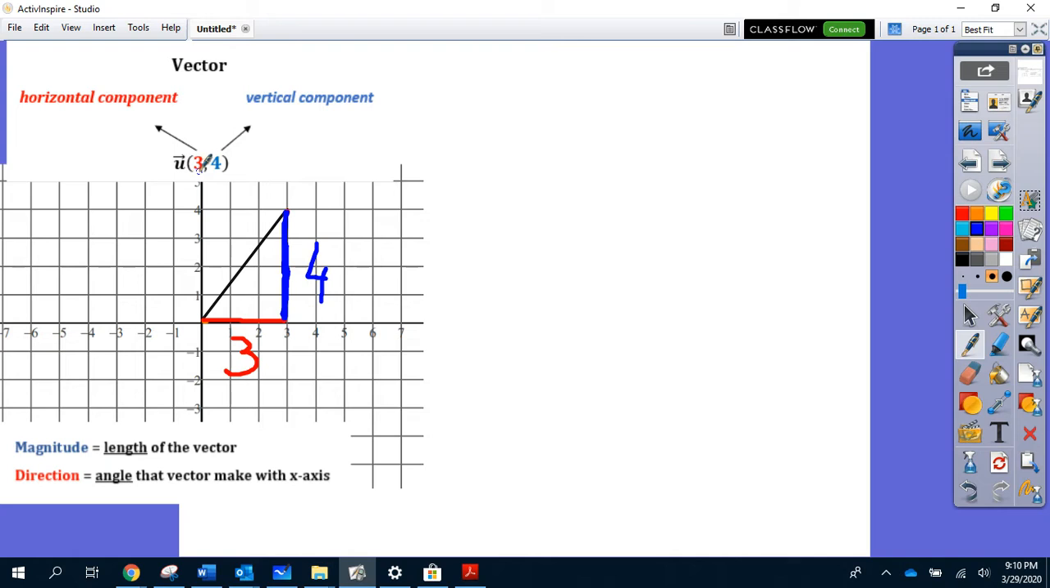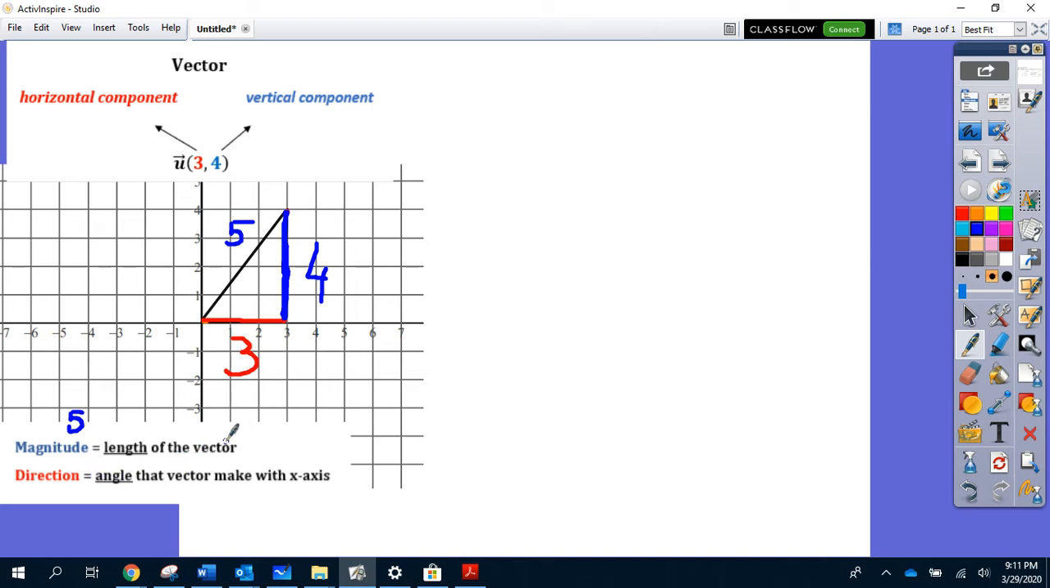I have a vector u of coordinates 3 and 4. These are also called the horizontal component of the vector u and the vertical component of the vector u. Do you remember we calculated before the hypotenuse, which is the magnitude of the vector, and if you remember, the answer was 5 for the magnitude. But our goal today is to find the second key feature of the vector, direction.